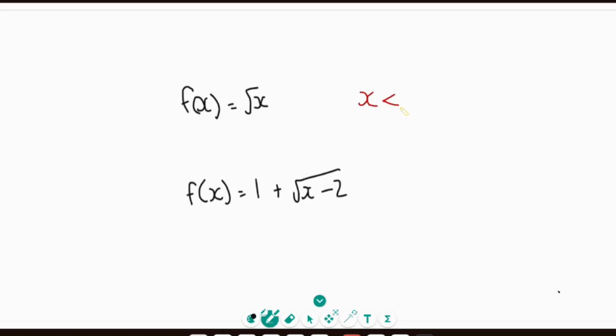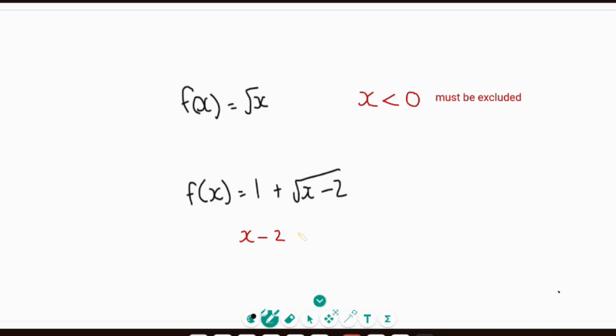X is less than 0. It can be 0, that's fine. X is less than 0 must be excluded from the domain. And here again, we don't want the bit under the root to be negative.